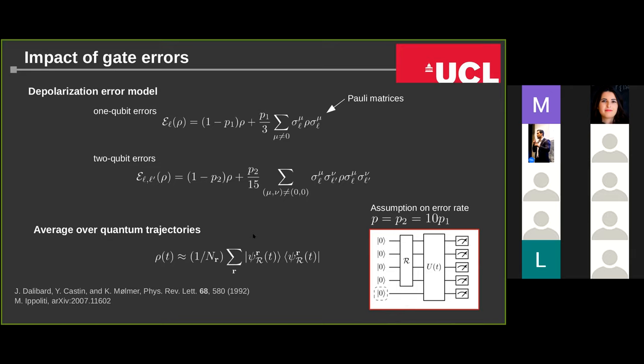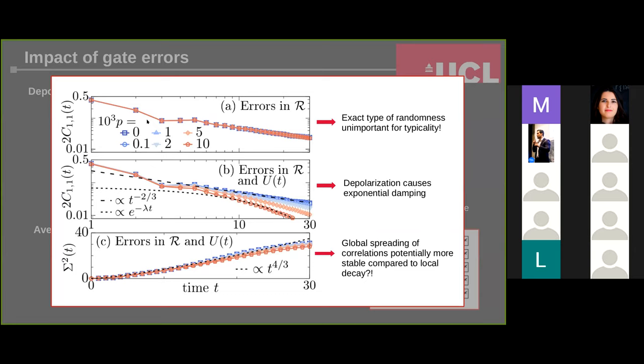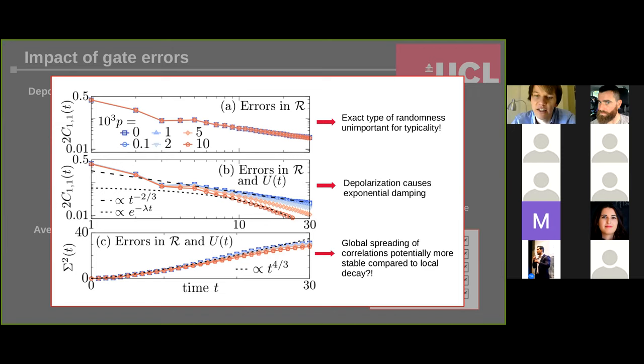And so we analyzed this for the circuit, and this plot is rather busy, so let's go panel by panel. On the top panel, we analyzed the situation where we only have errors in the random circuit. So the time evolution is perfect, and only the random circuit is noisy. And what you see is that independent of the size of the error, which is written in some complicated form here, all curves agree with each other. What this tells you is that although in the beginning I told you that for typicality, you should have these Gaussian random states where the coefficients are drawn from a Gaussian distribution, in practice, it is not so important how this randomness looks like, because one can show that if you have these errors, then your probability distribution changes. But as long as your state is still random enough in some sense, you still get a perfect result. So typicality also works in this case.